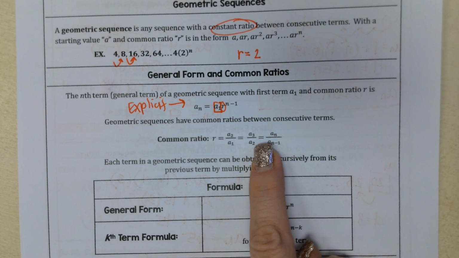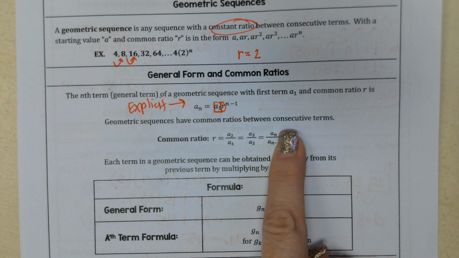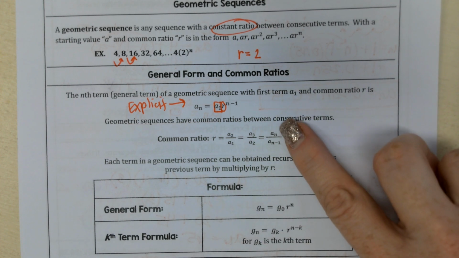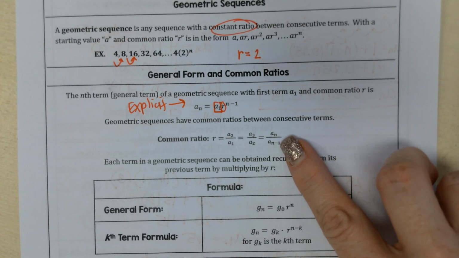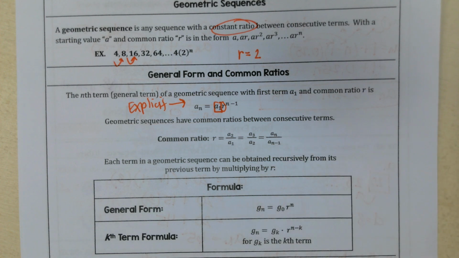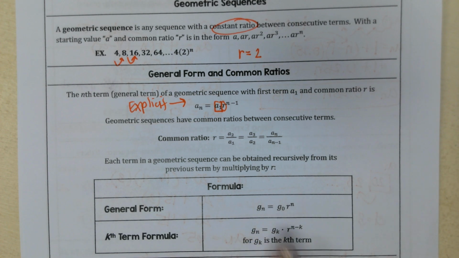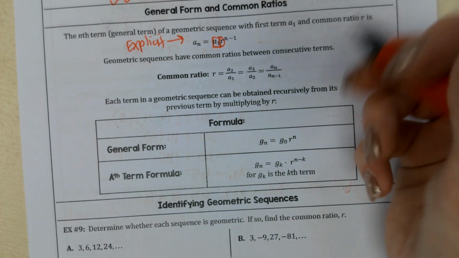The third term divided by the second term. The fourth term divided by the third term. Anything divided by what comes right before it. Okay? We also have another general form.